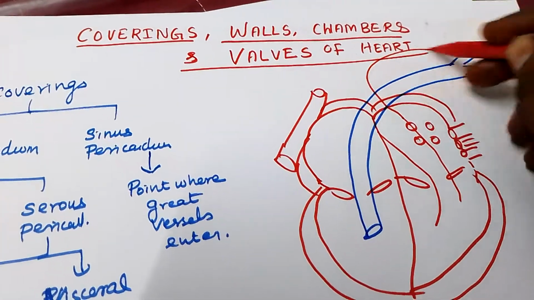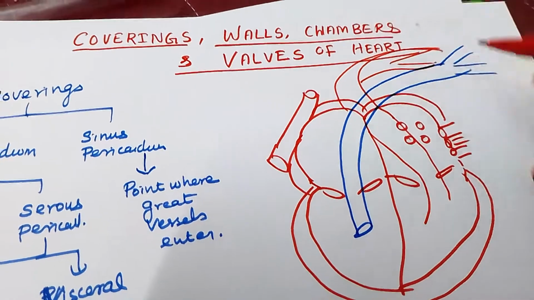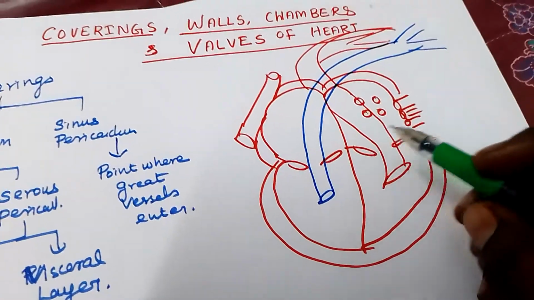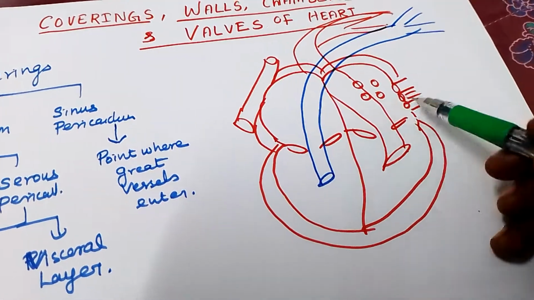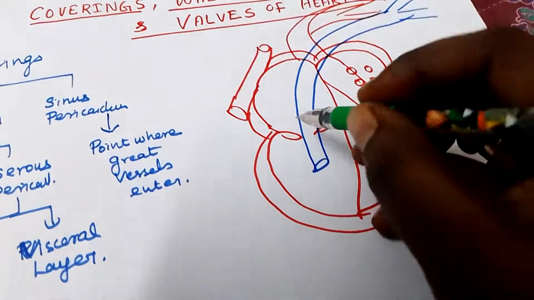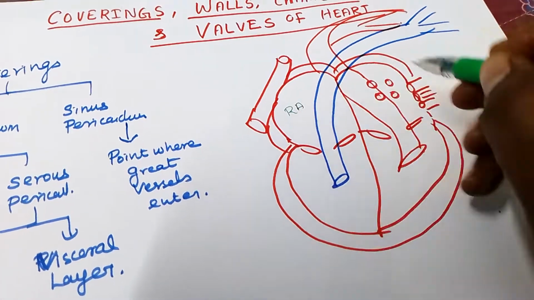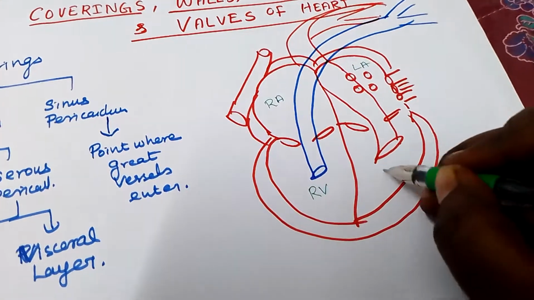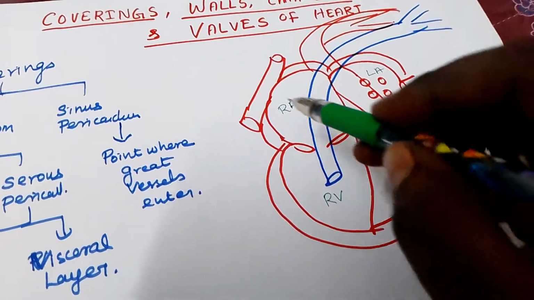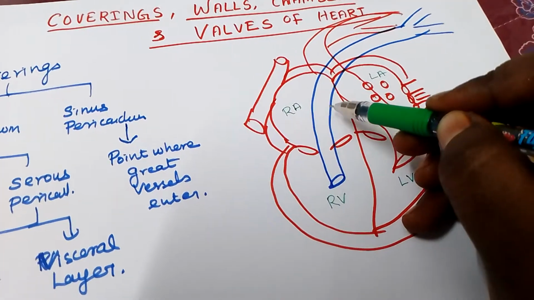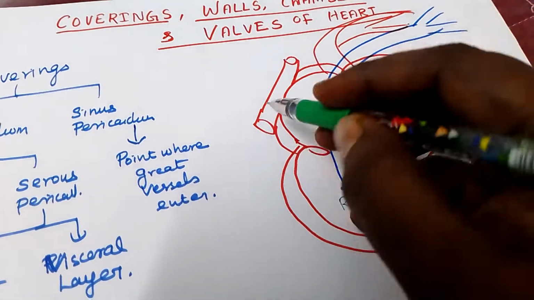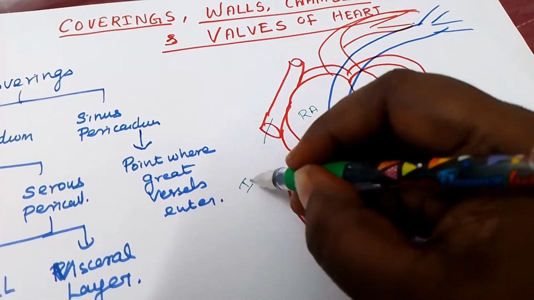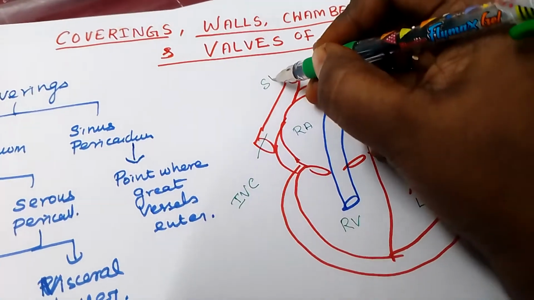These are the big vessels just coming in, you can draw like this. So by this diagram, before going to the valves, we can see the chambers of the heart. This is called the right atrium, this is the left atrium, this is the right ventricle, this is the left ventricle, isn't it? The right atrium has 2 great vessels. This is called the inferior vena cava. This is called the superior vena cava, isn't it?